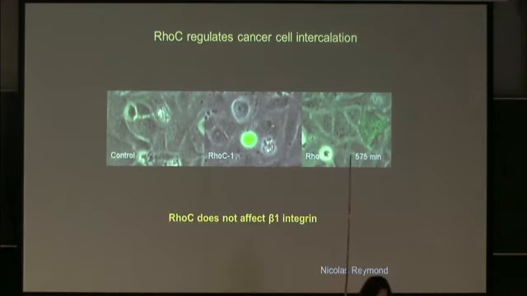So they have a defect similar to CDC42 in terms of attachment and ability to spread, but Rho-C doesn't affect beta-1 integrin, so it's not the same mechanism. So CDC42 is regulating this attachment molecule, Rho-C isn't doing that.